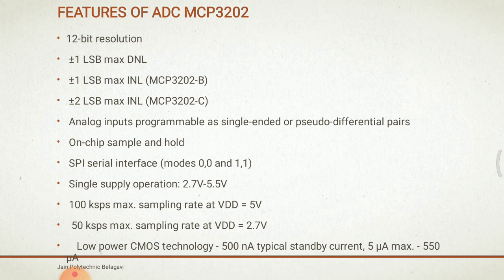There is a 100 kSPS maximum sampling rate, okay, kilo samples per second, the sampling frequency. Also low power CMOS technology, with 500 nanoamps typical standby current and 500 microamps. Okay, you are getting here. So these are the different features they have given. Just you have to remember this.